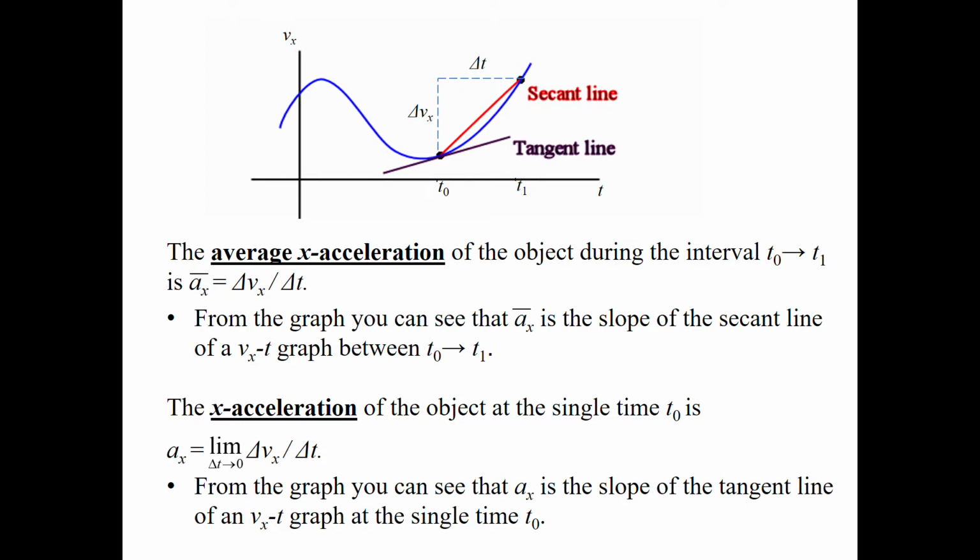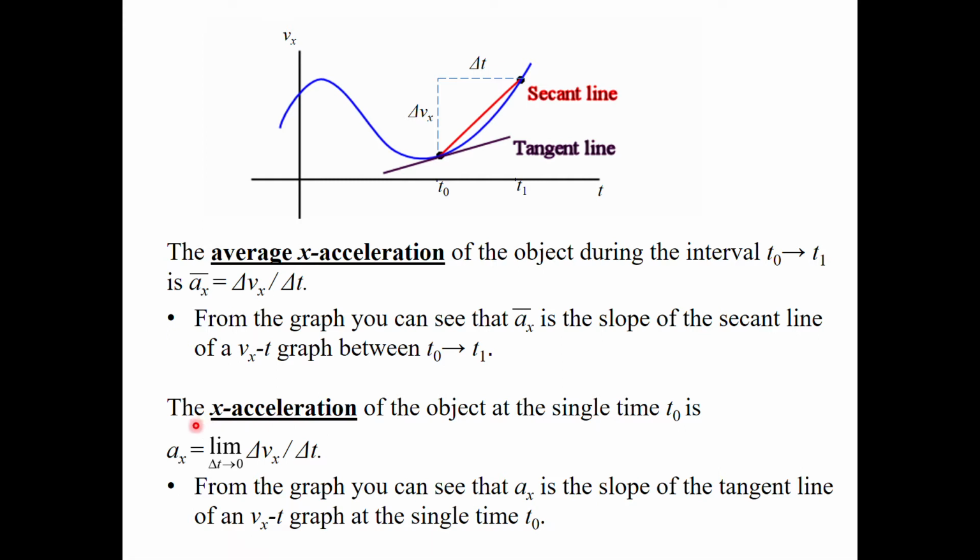Back to the problem of the definition of average x acceleration and instantaneous x acceleration, or plain old acceleration. It's the same as the relationship between average x velocity and instantaneous x velocity. We said that the average x acceleration is just the change in velocity divided by the change in time.